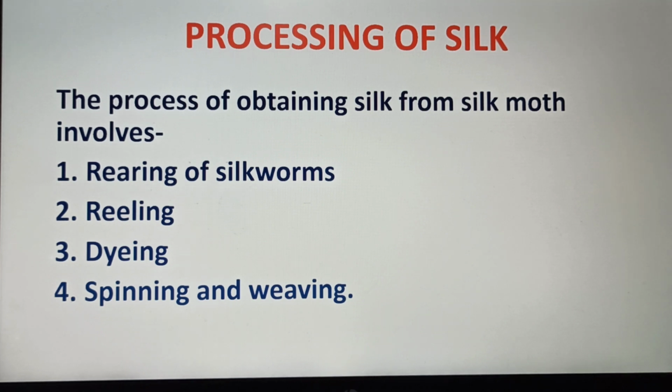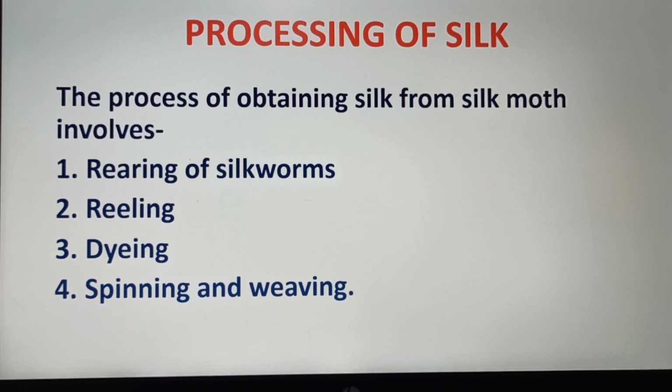This is a picture of the mulberry tree on which the silk moth lives. Now the processing of silk. It involves four steps. First is the rearing of silkworm, second is reeling, third is dyeing, and fourth is spinning and weaving.